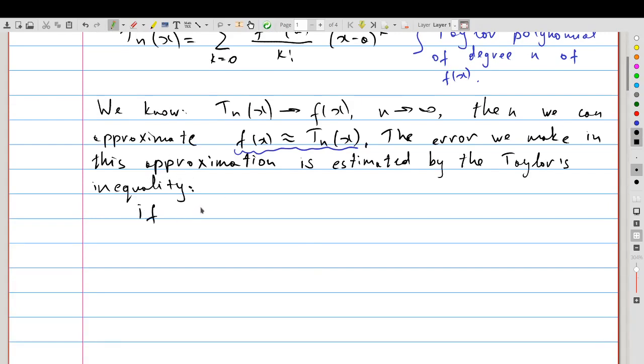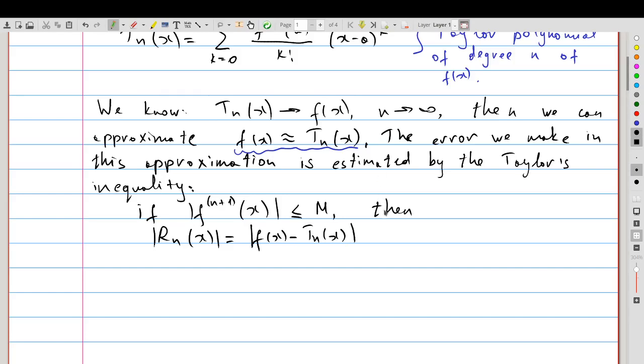It says that if we know that the n plus first derivative of f is bounded by a constant, let's say m, then the error we are making, which is defined as the difference between the true value f of x and the approximated value Tn of x, is at most m divided by n plus 1 factorial times the absolute value of x minus a to the n plus 1. So this is a formula we have already used before. Now it will be employed to estimate the goodness of approximation of f by its Taylor polynomial Tn of x.